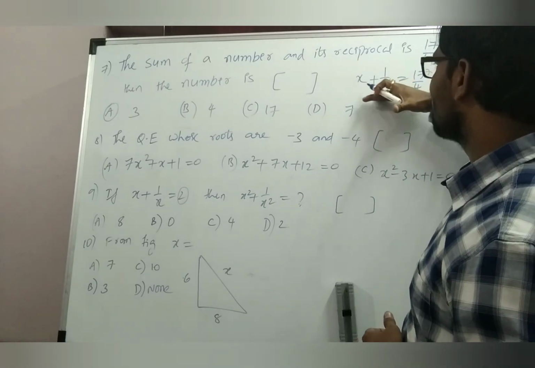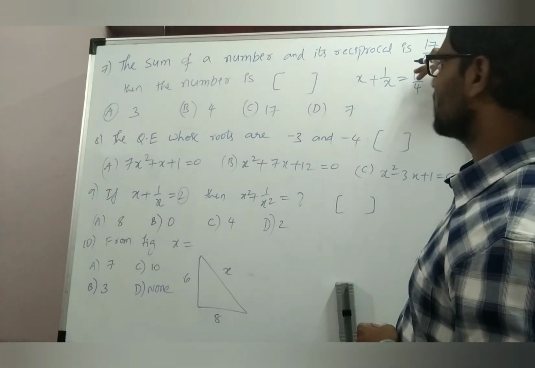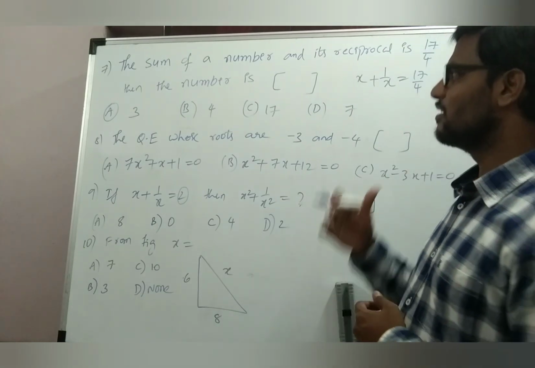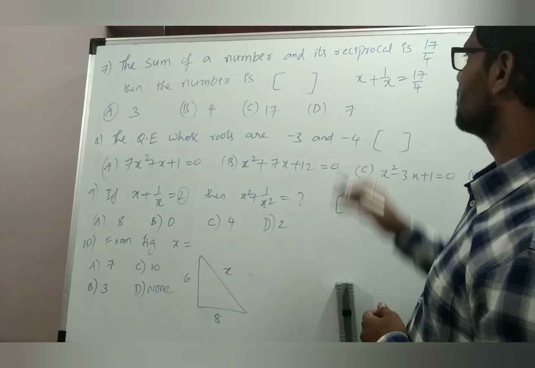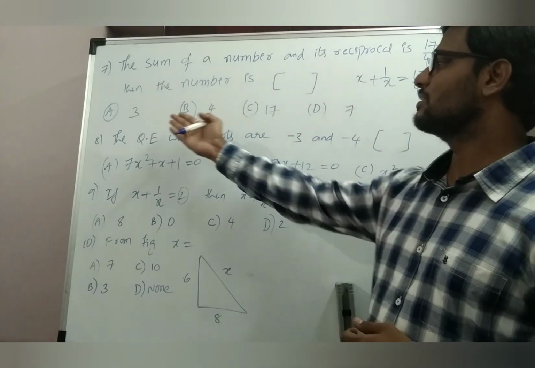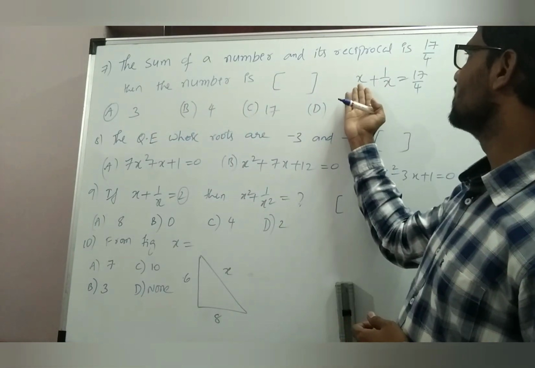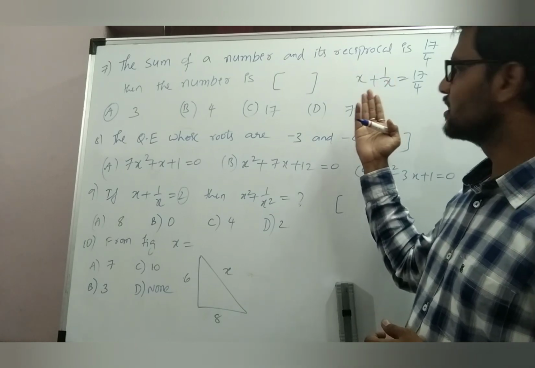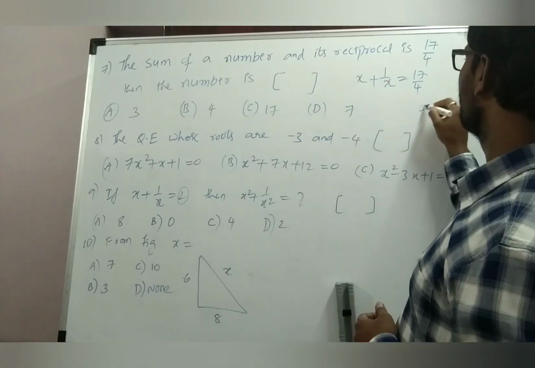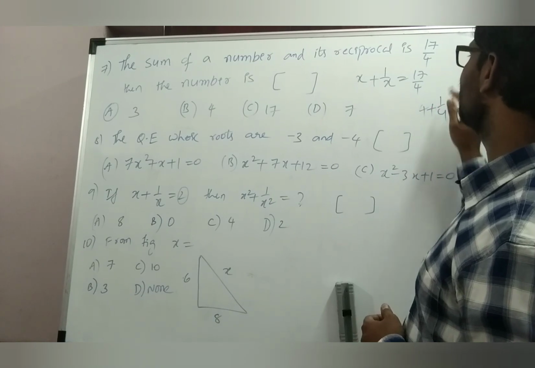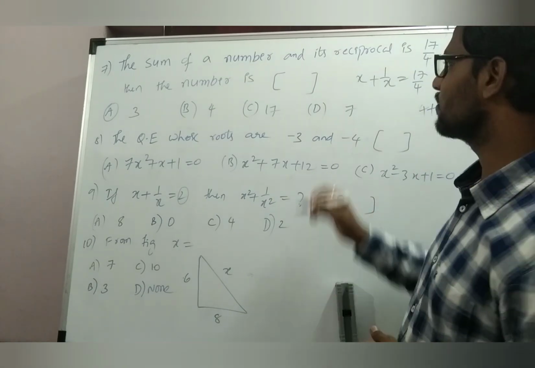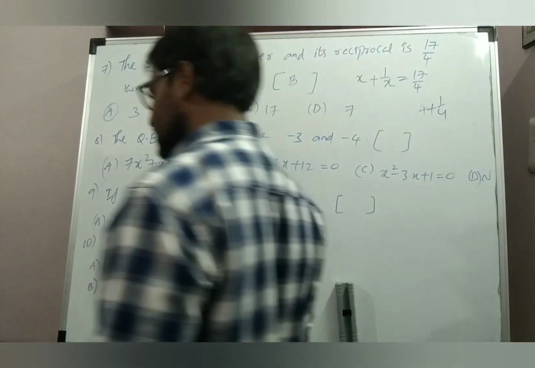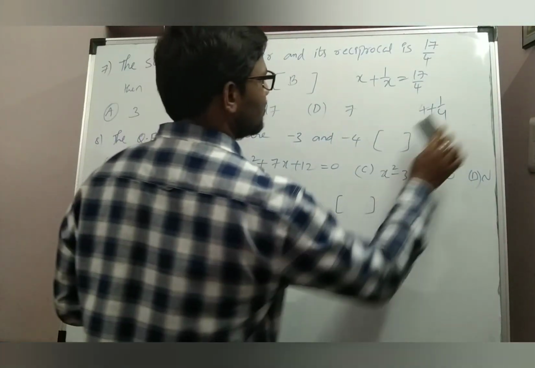Some students will solve the equation (x square plus 1) whole by x equal to 17 by 4 and, again factorizing, they will find the roots, but it takes time. So here we have 4 options. Simply substitute: 3 plus 1 by 3 is 10 by 3. 4 plus 1 by 4 is 16 plus 1, that is 17 by 4. So option B is the right answer. First frame the equation, next substitute the values. Simple.